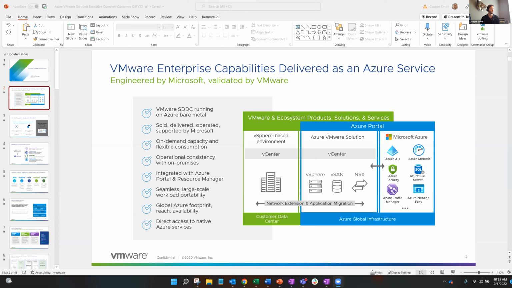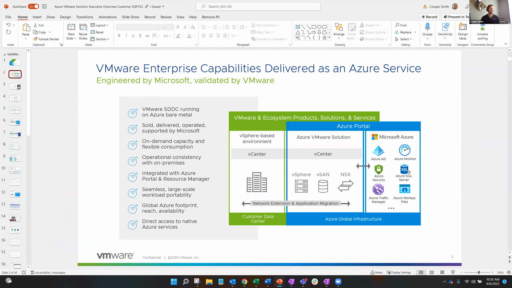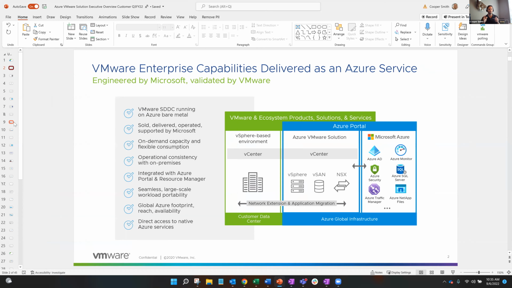So I'll move over to a quick recap on what AVS is before we pass it to Greg. I'll share my screen here. AVS at its highest level, the elevator pitch messaging, is that it is the fastest, easiest, and lowest risk path to Azure for our customers that are VMware on-prem today. Again, it's the fastest path because you're going from VMware to VMware in the cloud.